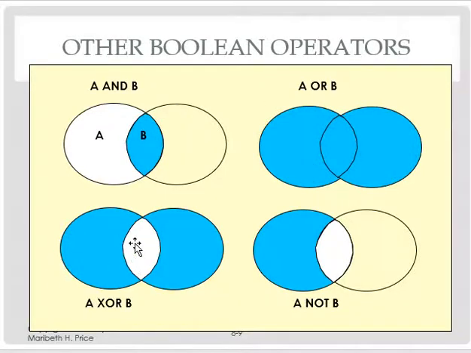The A not or B means kind of just the elimination of A and B where those overlap, and the A not B is just the A without that section. So being able to visualize what it is you're looking for sometimes in a query is really helpful.